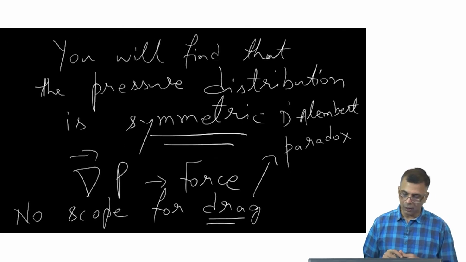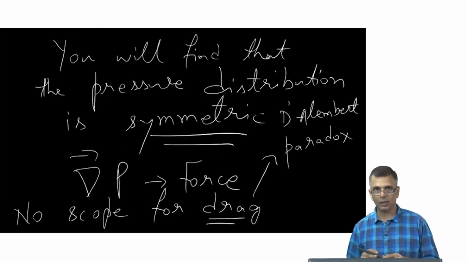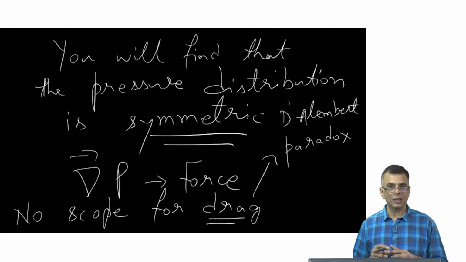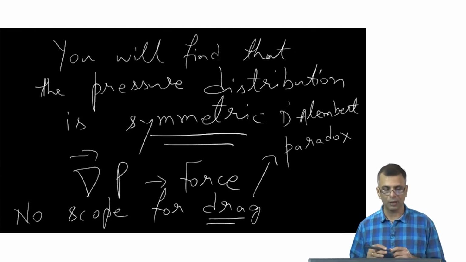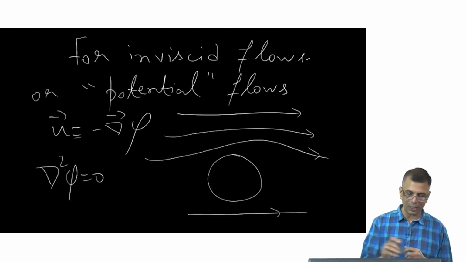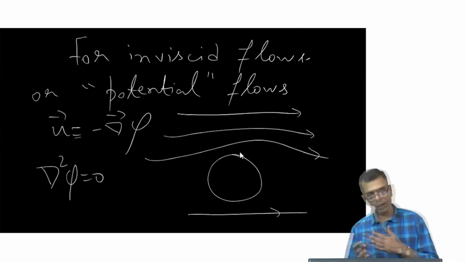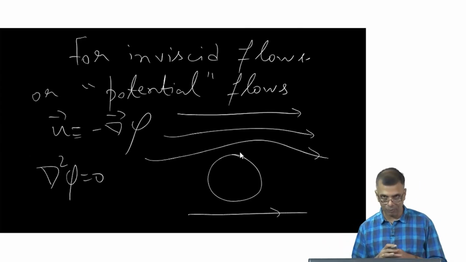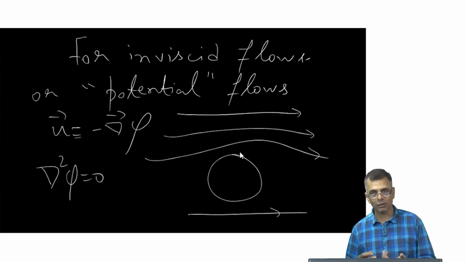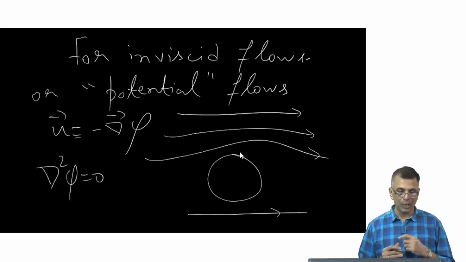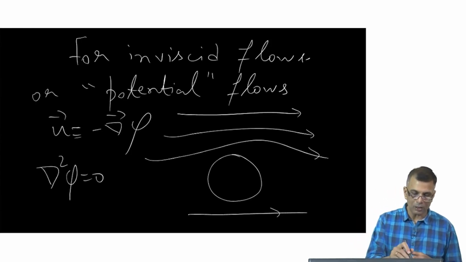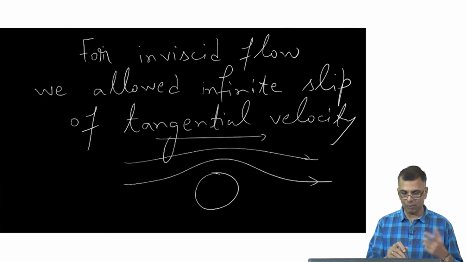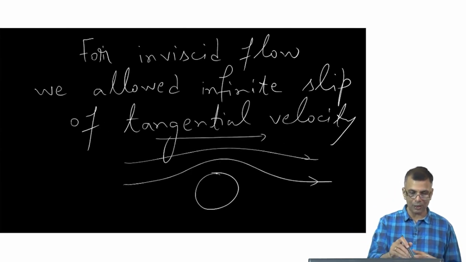Later on it was discovered that this is because there is no such thing as a perfectly inviscid flow. There is always some sticking at the surface. You cannot allow for infinite tangential slip. There is always some viscous effect, and that is what gives rise to the drag. Now, going back, it is a little misleading to say there is viscosity or there is no viscosity. It is not exactly like that.